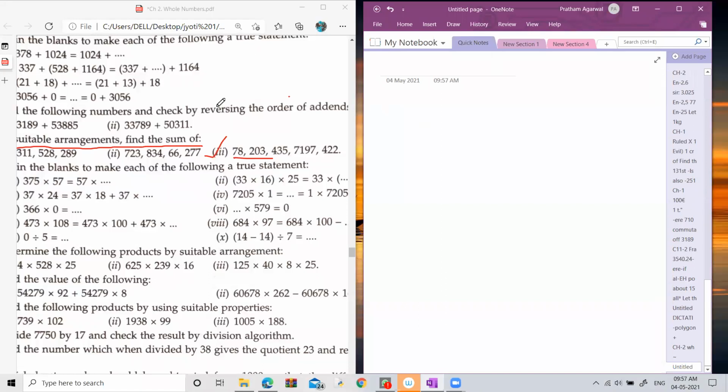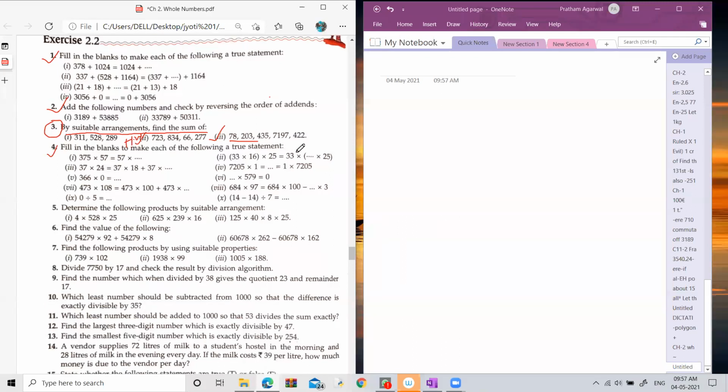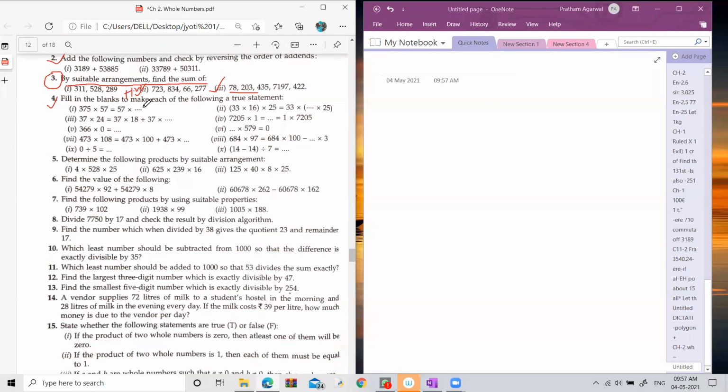I hope you can do the second part yourself, beta. Second part, do yourself. This one, do in a homework. Okay. Now let's come to the fourth question. Question number 4. Fill in the blanks to make each of the following a true statement. So you have to fill the blanks to make the correct statement.